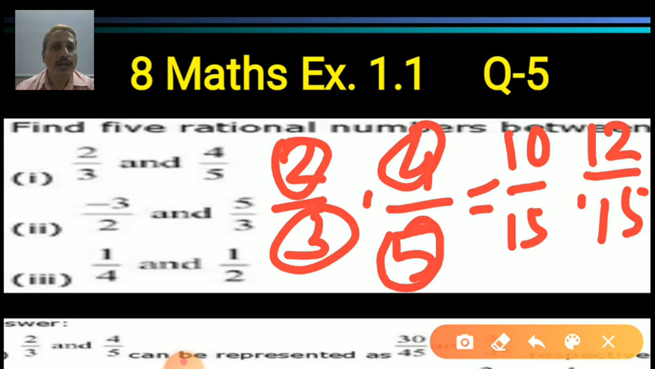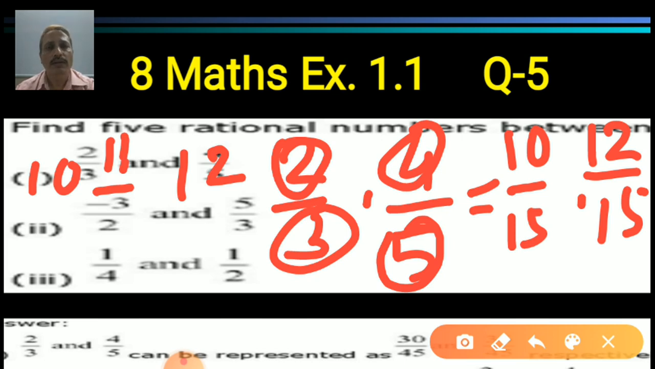Now both denominators are equal. But student, between 10 and 12, how many numbers are lying? Yes, only one, 11. Student, here only one number you can find. So there are so many other ways. Some students will get the answer this way, some students that way.